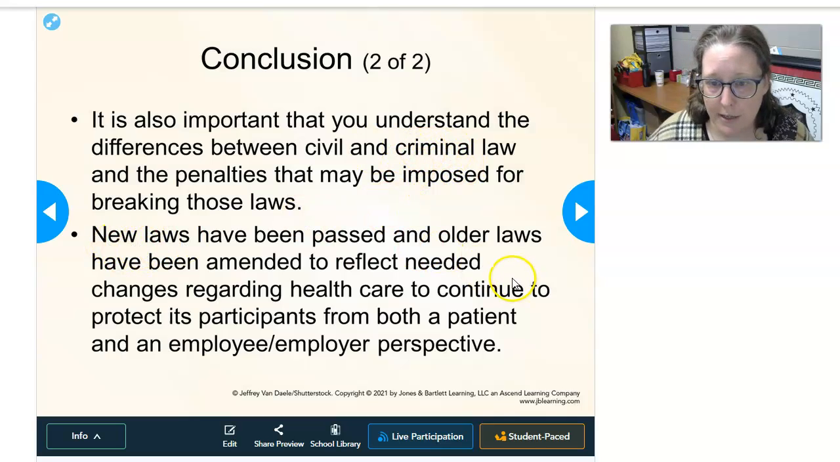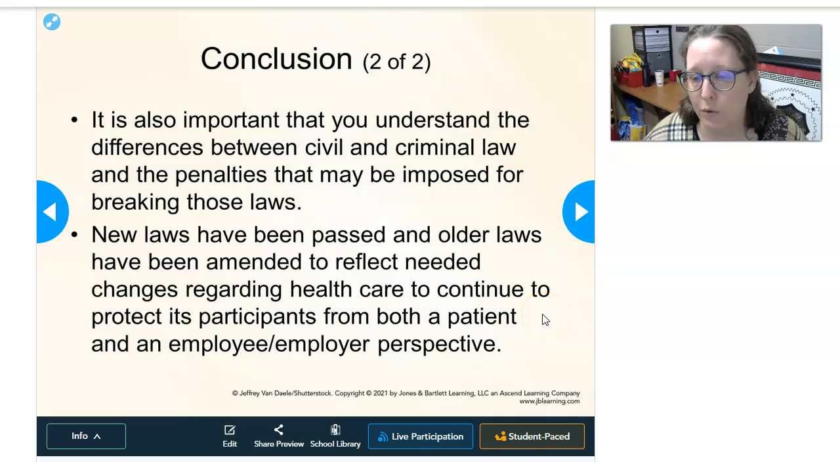New laws have been passed and older laws have been amended to reflect the needed changes regarding healthcare to continue to protect participants from a patient and an employer-employee perspective. Some of that is going to be reflected also more in your homework.